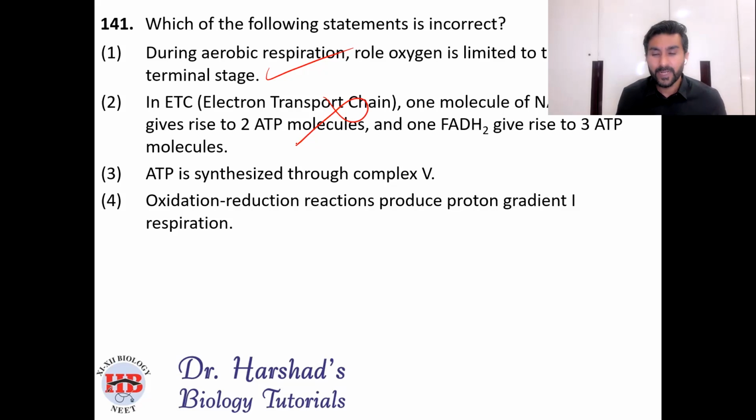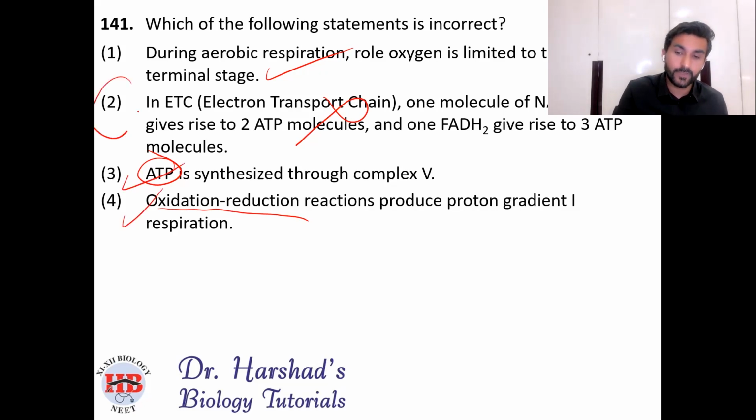Again, I don't have to read the other statements, but we will do that. We know that ATP is formed by the head of the F1 particle, which is complex number 5. Oxidation reduction reactions produce a proton gradient. Yes, it is the H plus movement which causes chemiosmosis. So this is a correct statement, correct statement, correct statement. Option number 2 is an incorrect statement. That would be our answer.